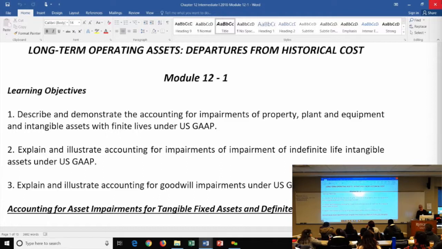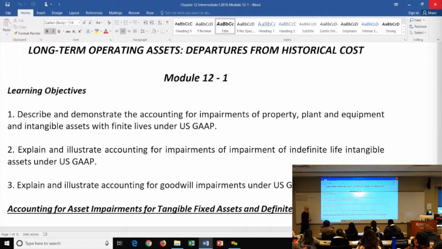Now, in chapter 12, chapter 12 is a very, very short chapter relative to 11. 11 is loaded with material, 12 is much shorter, so we'll be able to get through this by the end of Thursday, probably, if not sooner, and then get into 13, which is our last chapter.